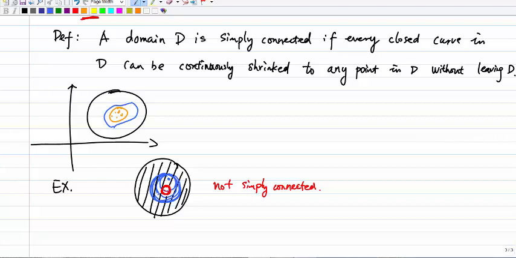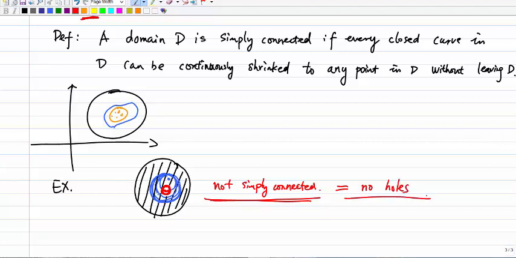Well, you will leave this D, because at a certain point you will cut across this red one. You continue to shrink it, but you will end at this point right over here, and then you will leave the D, because D does not include the red circle. So you cannot do that. This is called not simply connected. Simply connected means no holes.